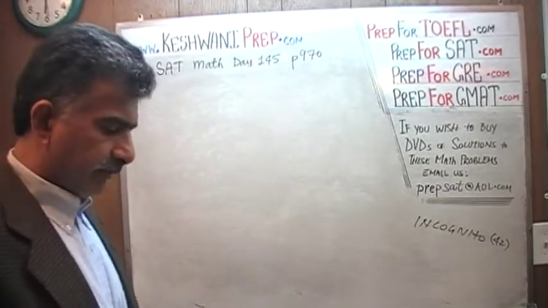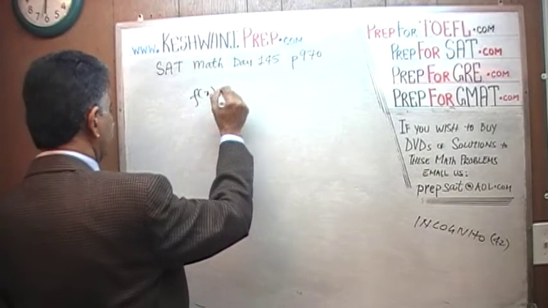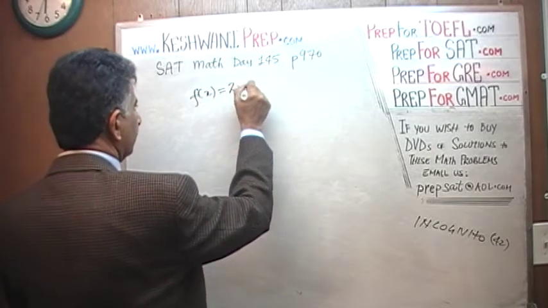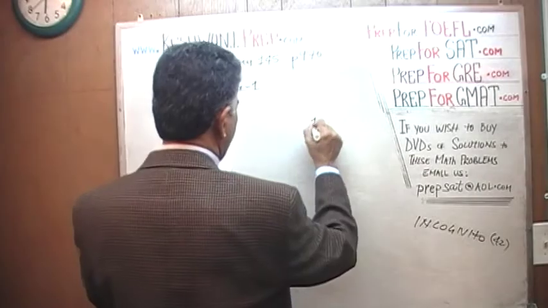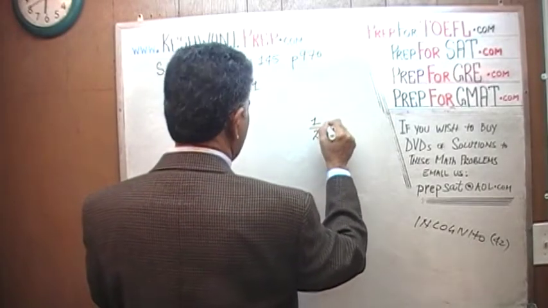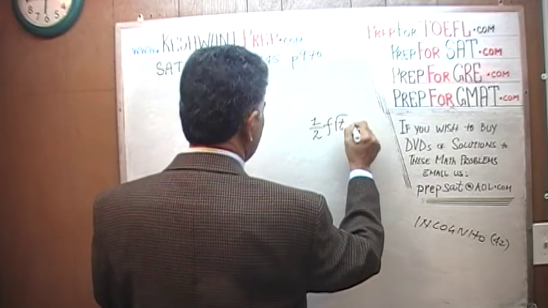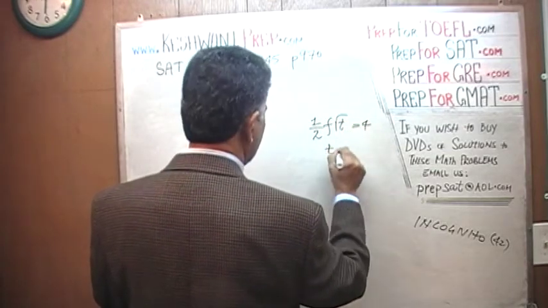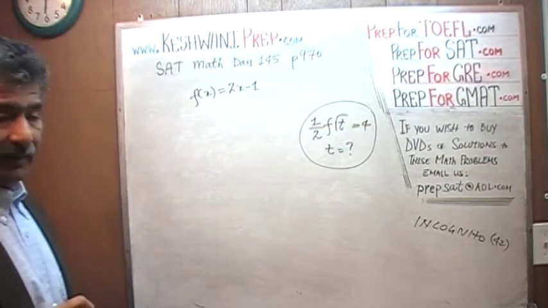In number 19, we are given a function here that looks something like this. f of x, we are told, is 2x minus 1. And the question is, what's the value of half times f of square root of t? We are told it is 4. What's the value of t? Well, let's find out, shall we?